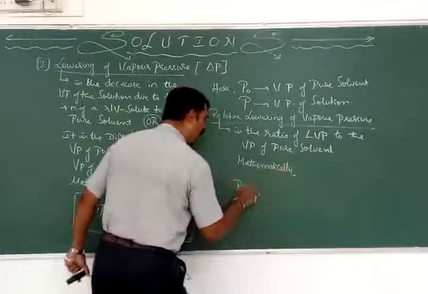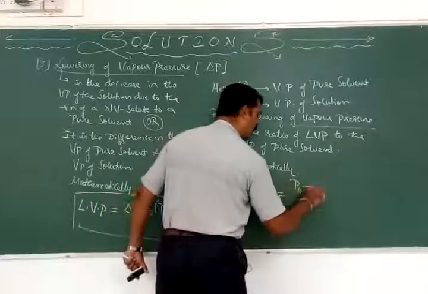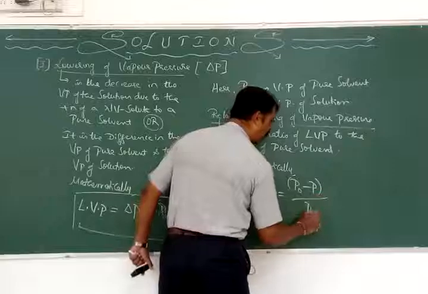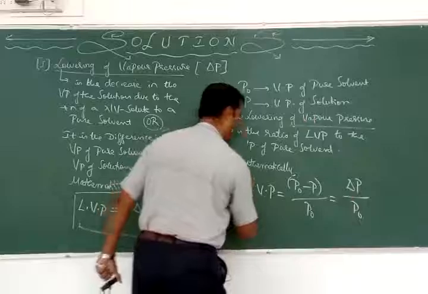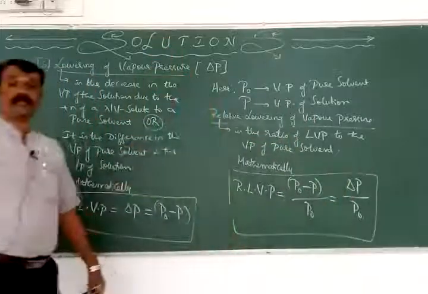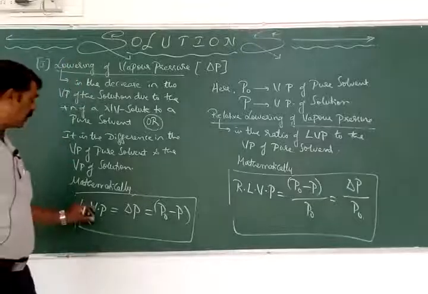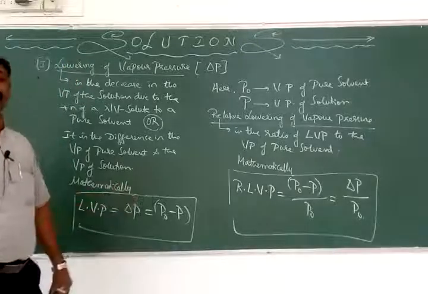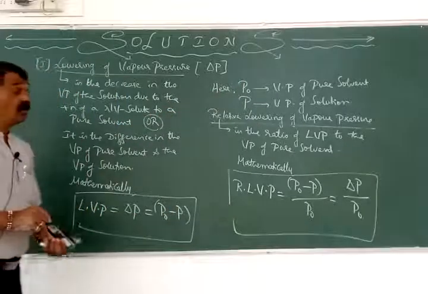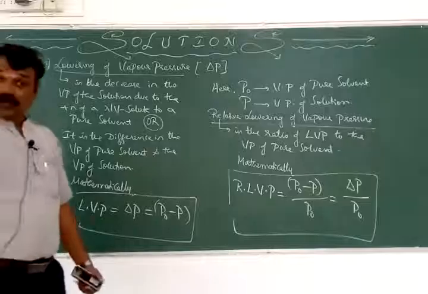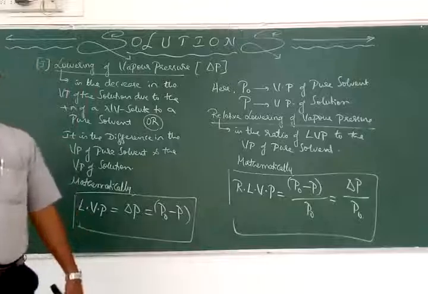Mathematically, RLVP is equal to P naught minus P divided by P naught, which can also be written as delta P by P naught. P naught minus P is the lowering of vapor pressure, also called delta P. P naught is the vapor pressure of the pure solvent. Therefore, relative lowering of vapor pressure is the ratio of the lowering of vapor pressure to the vapor pressure of the pure solvent.